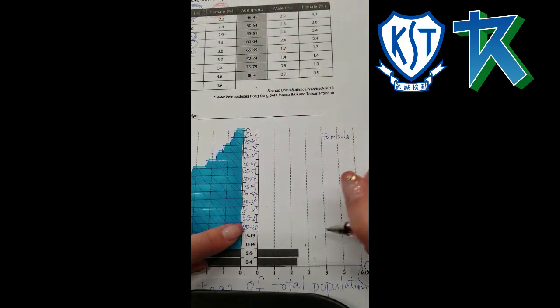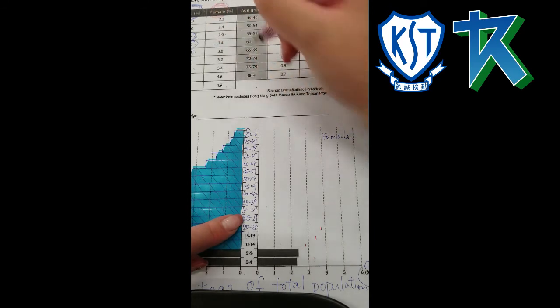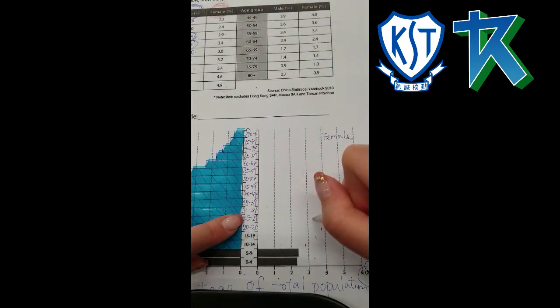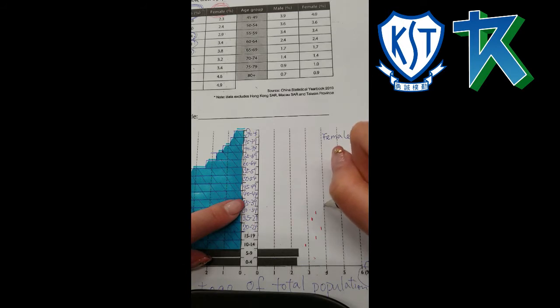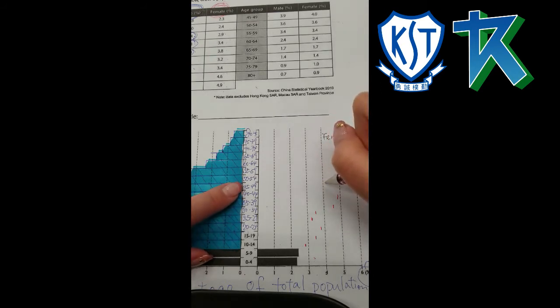20 to 24, 3.8. 25 to 29 should be 3.2. 30 to 34 should be 3.4 again. 35 to 39 should be 4.6. 40 to 44, 4.9. 45 to 49 should be 4.